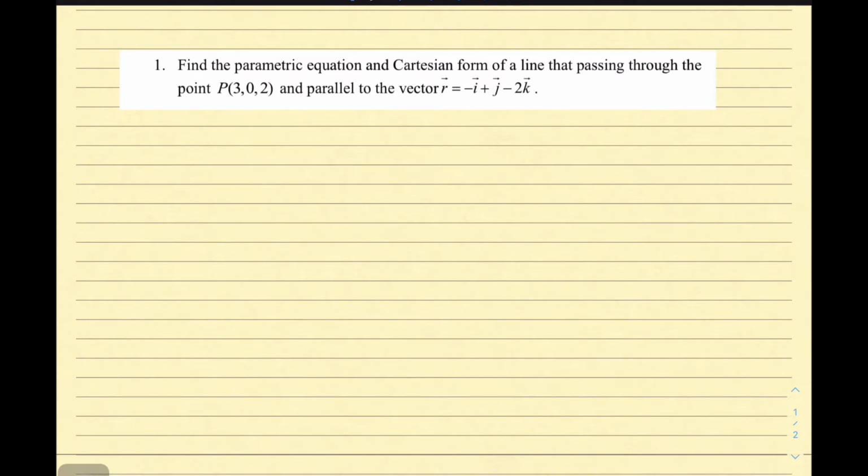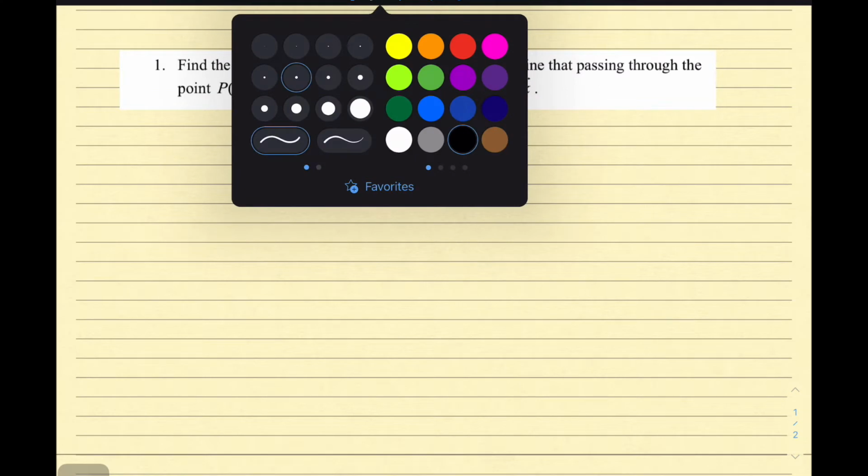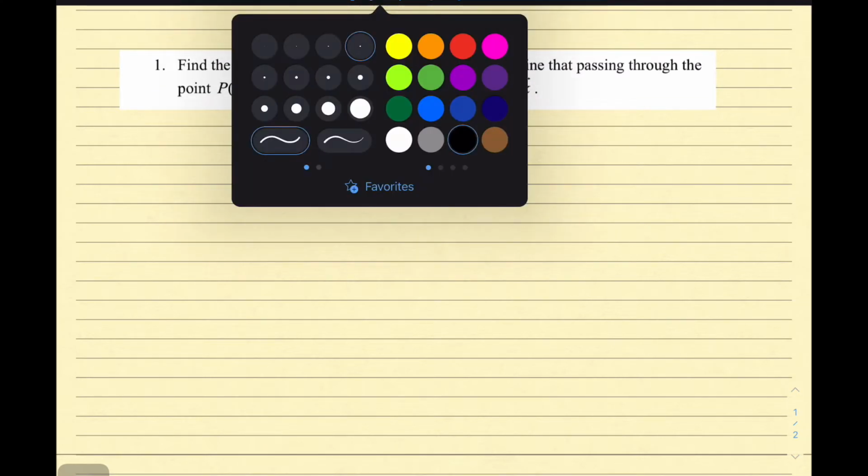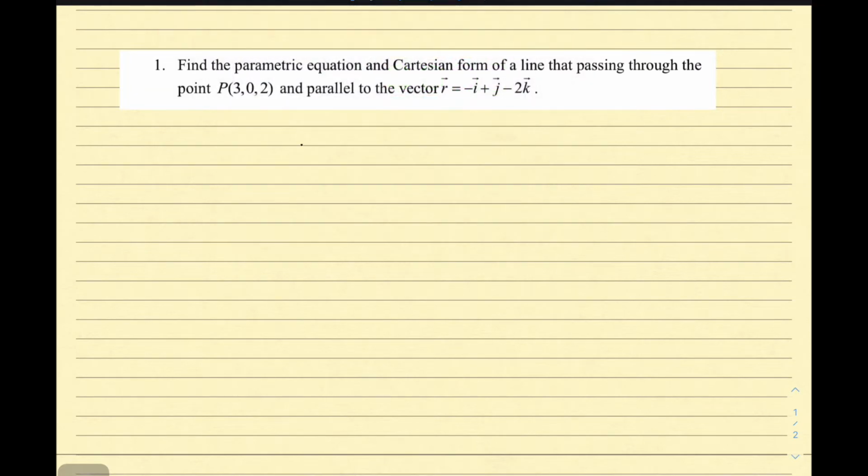Okay, so kita ada satu line. Bila dikata parallel, so point P ni ada dekat atas line. So kita ada satu line, ini line. Then kita ada point P dekat atas line. Katakanlah point P tu kat sini. So P adalah 3, 0, 2. Okay. Dan this line is parallel.